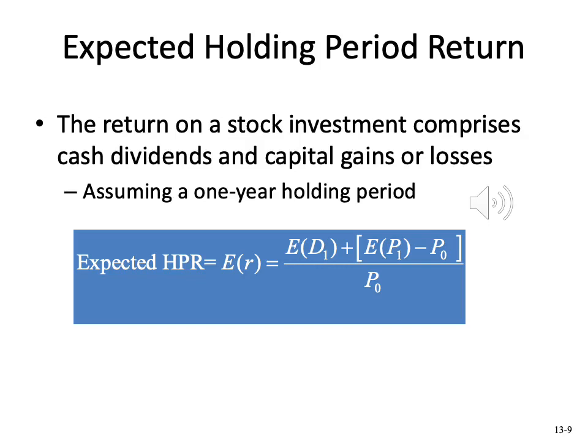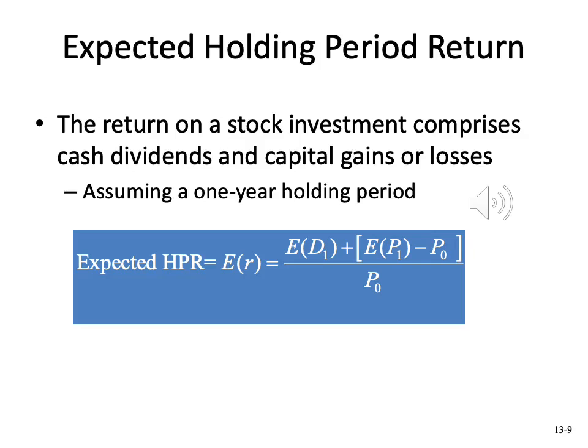Before I introduce the model, I want to introduce the holding period return, or the expected holding period return. The return on the stock investment has two parts. The first one is dividend yield. The second part is capital gains or loss. Sometimes the stock price goes up, you have a capital gain. Sometimes the stock price goes down, you will have a capital loss.